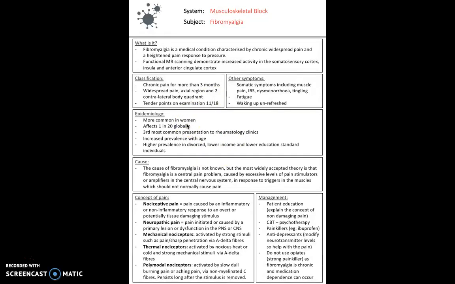The cause here is unknown, but the most widely accepted theory is that fibromyalgia is a central pain problem, caused by excessive levels of pain stimulators or amplifiers in the central nervous system in response to triggers which should normally not cause pain. And it's important to be aware of the different types of pain here in order to understand this condition in a little bit more detail.